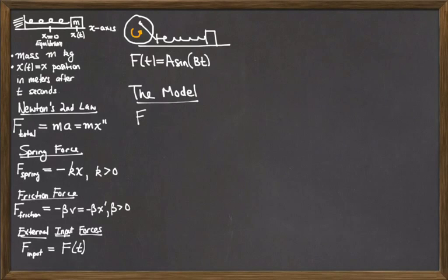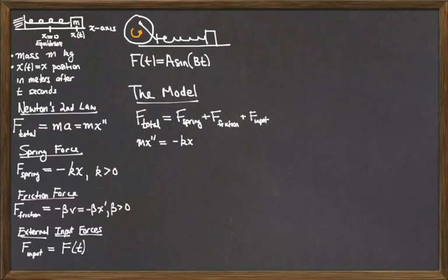Now let's develop our model. We have all the ingredients. Newton's second law says the total sum of forces should be the force of the spring plus the force of friction plus any extra input forces that we have in our system. In this case, the total force is given by mass times acceleration, so we get our second order term, m times x double prime.